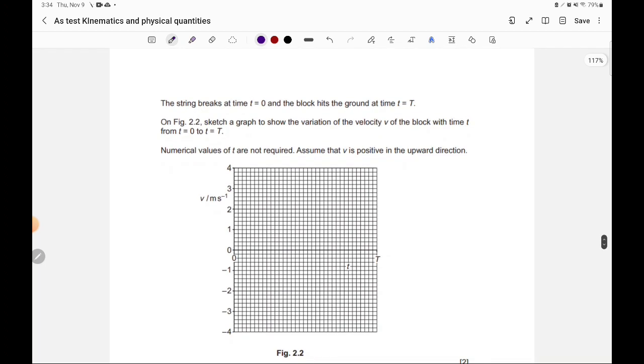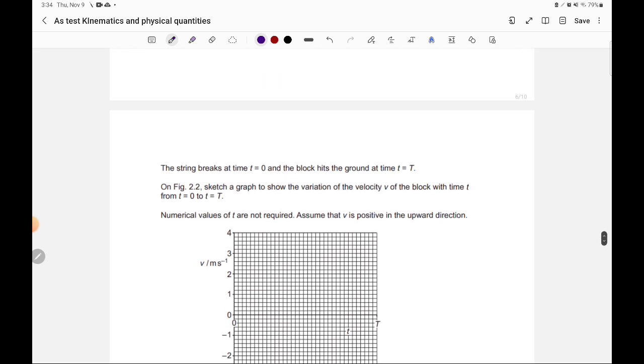Now the question says the string breaks at time t equal to 0 and the block hits the ground at time t equal to T. On the figure, sketch the graph to show the variation of the velocity v of the block with time t from t equal to 0 to t equal to T. Numerical values of T are not required. Assume that v is positive in the upward direction.